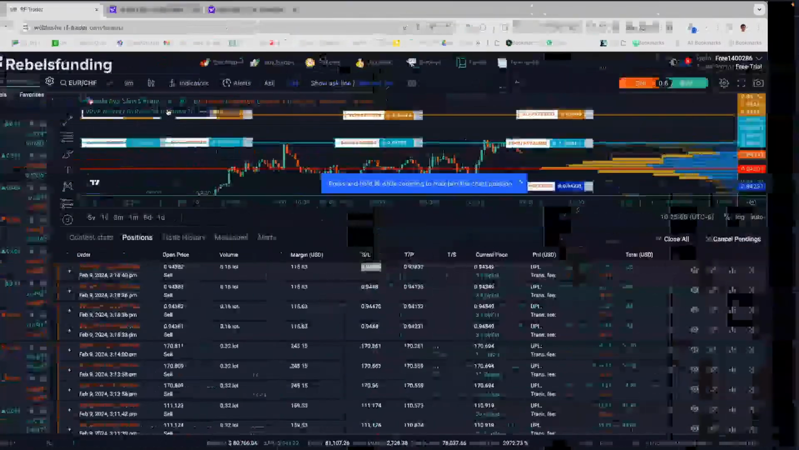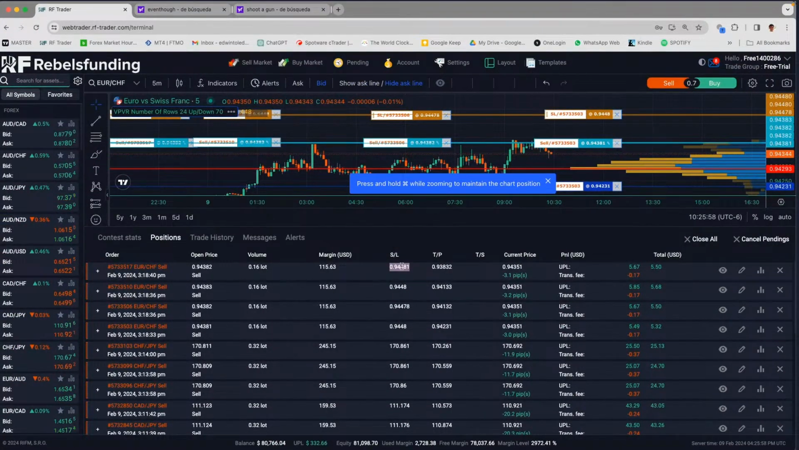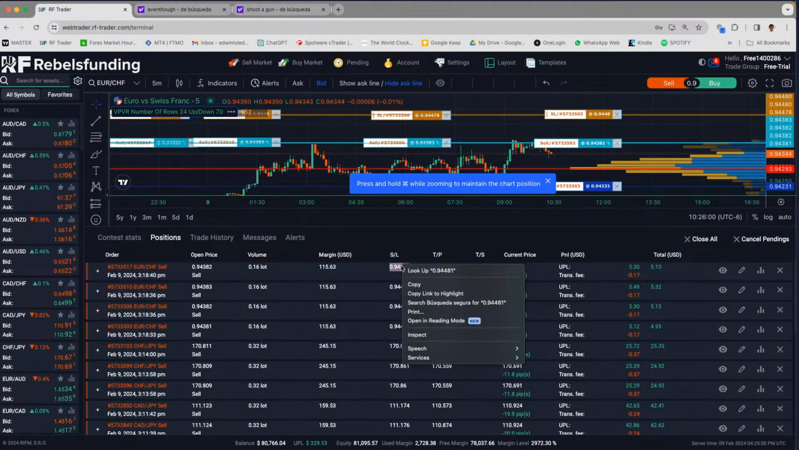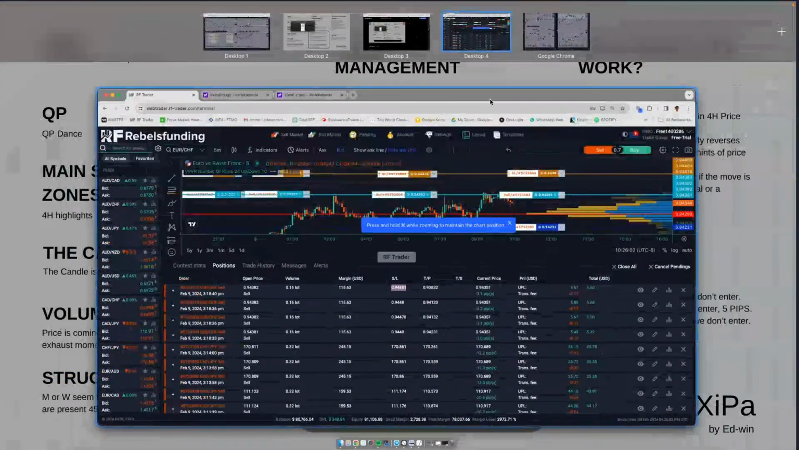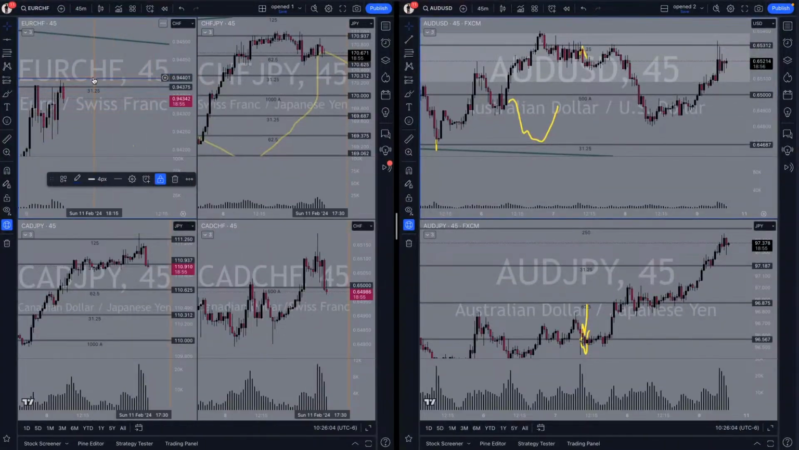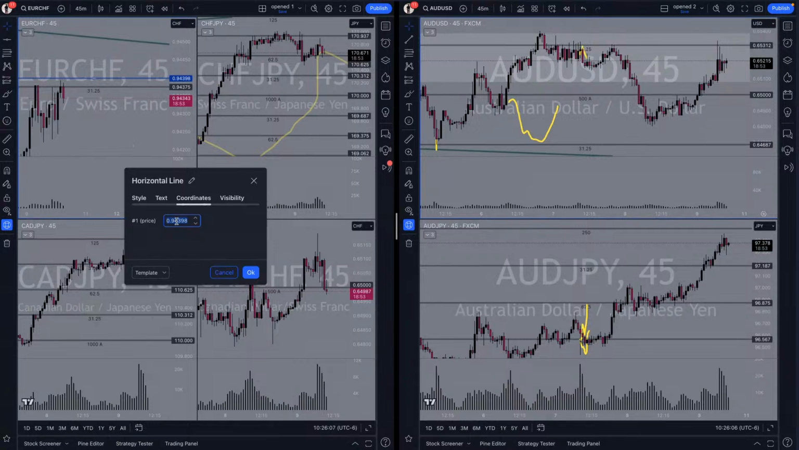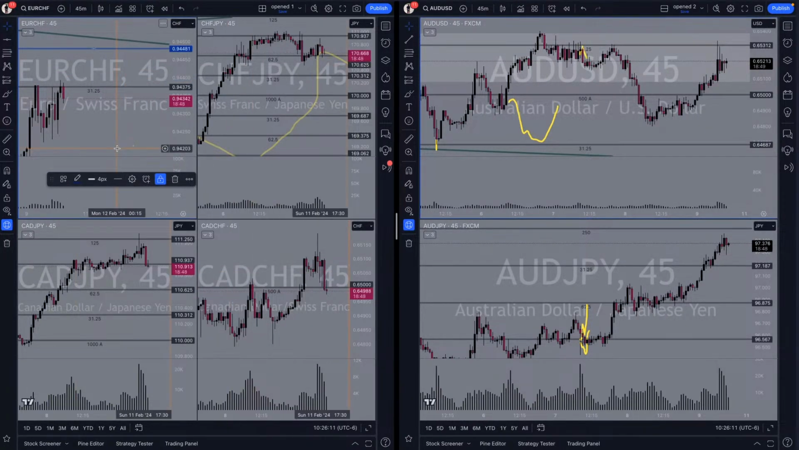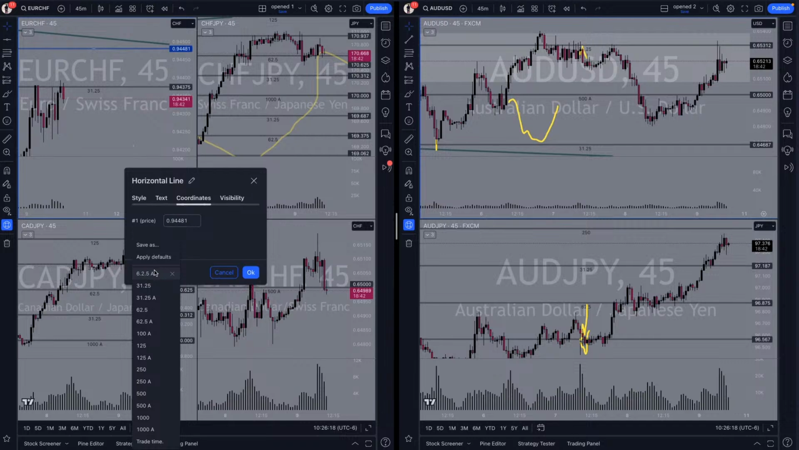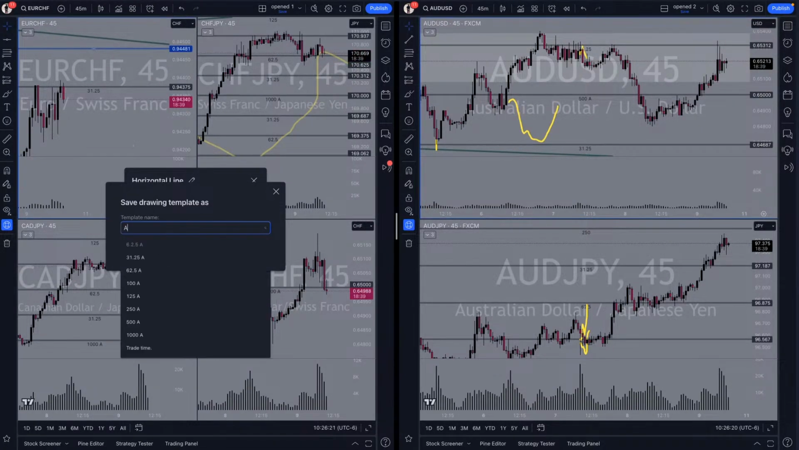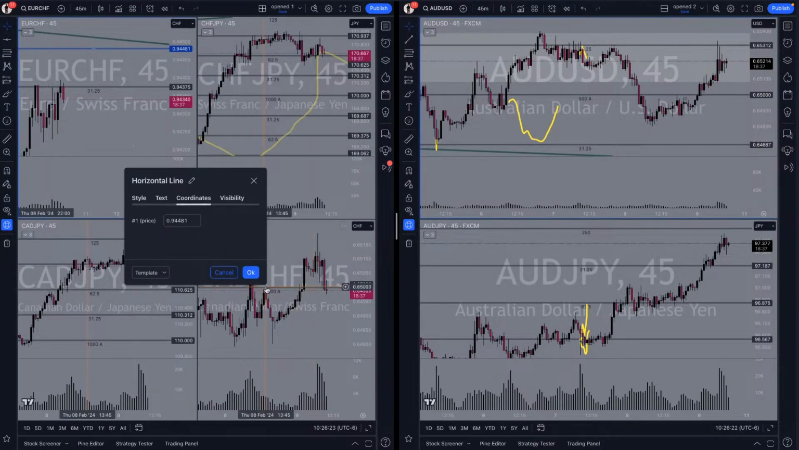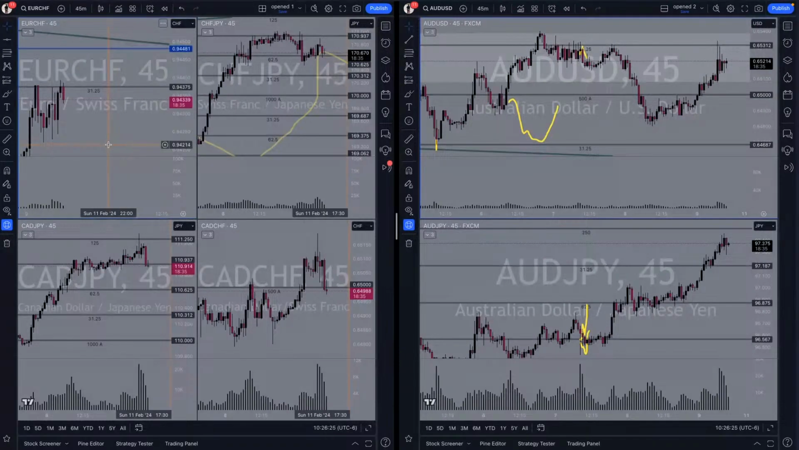44, 94, 398, 94, 488. No, it's not. Oh, it doesn't let me copy that. Well, yes. That's our stop loss at Euro CHF. Let me save this as stop loss. Alright, that's the stop loss on Euro CHF.